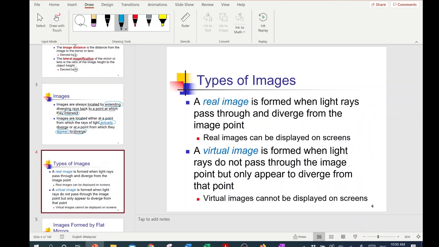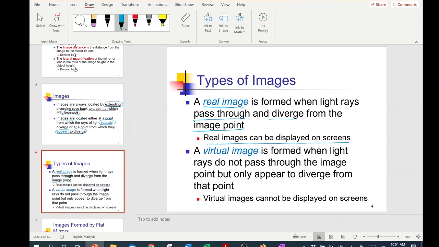And the image can be divided into two different types. It could be a real image. A real image is formed when light rays pass through and diverge from the image point. We will see the example later, but the point here is that it is formed when light rays pass through and diverge from the image point, and this real image can be displayed on a screen.